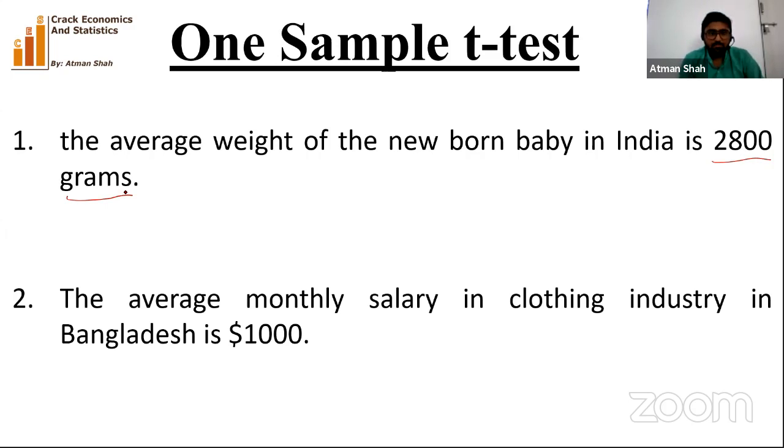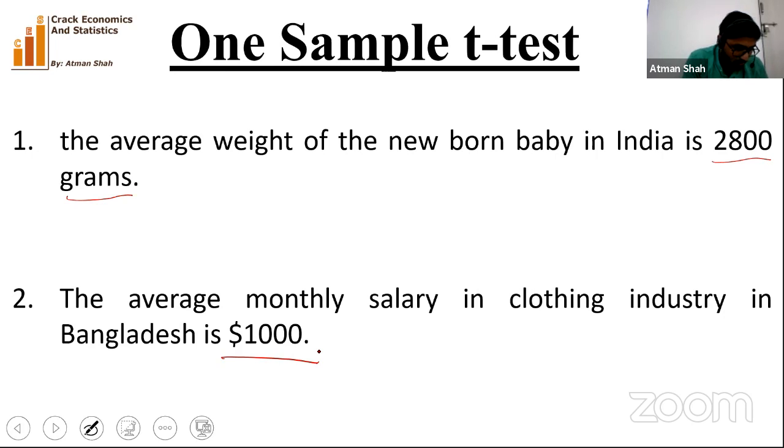Let's take a second example. The average monthly salary in the clothing industry in Bangladesh is $1,000. So again, the population mean is given, that is $1,000, right? Now here we can frame the null hypothesis as: the average monthly salary in the clothing industry in Bangladesh is not significantly different from $1,000. And the alternative hypothesis is: the average monthly salary in the clothing industry in Bangladesh is significantly different from $1,000.